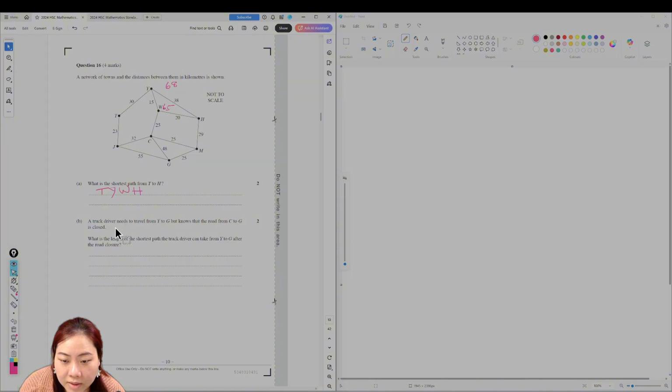B, a truck driver needs to travel from Y to G, but knows that the road from C to G is closed. Okay. We cannot move there. Closed. What is the length of the shortest path the truck driver can take from Y to G after the road closure? Another shortest path question. Where can we go? This way? That way? That doesn't make sense, does it? No, that doesn't make sense because we've got 25.